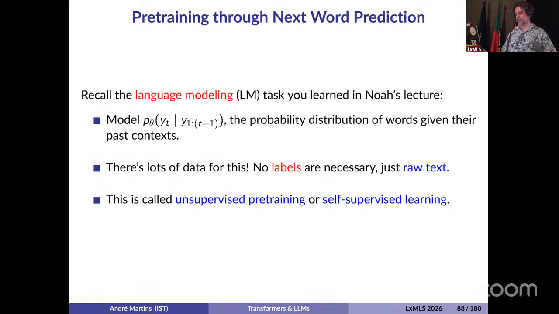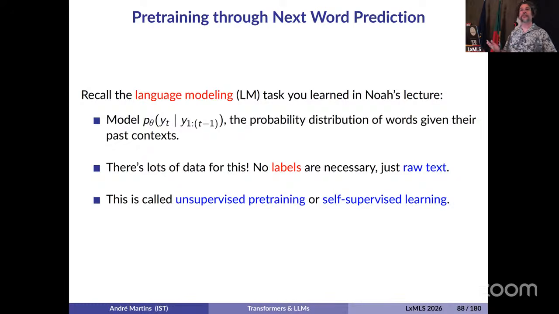We saw already in Noah's lecture yesterday that this idea of predicting the next words can be very powerful because it can make very good representations emerge. And so the idea is very simple, right? You just model the conditional probability of the next token, conditioned on the previous tokens.